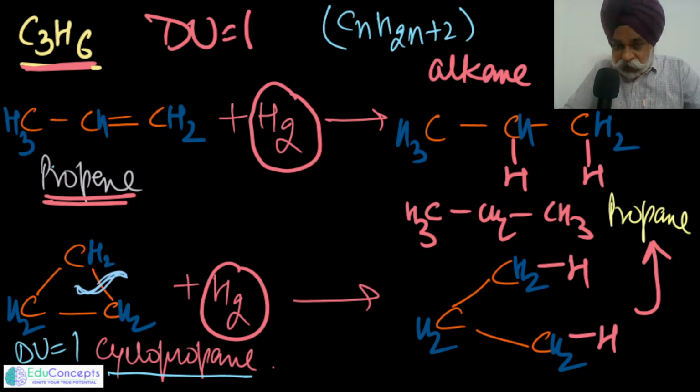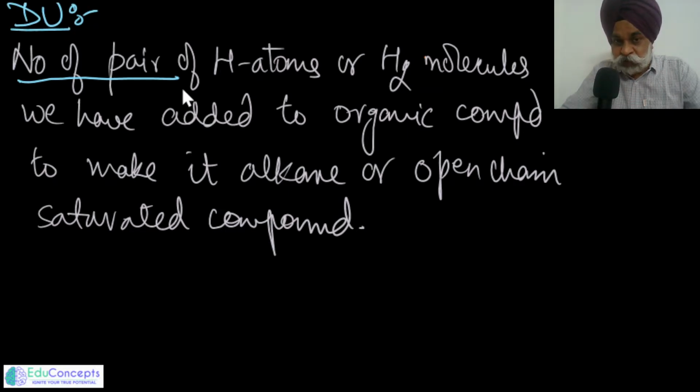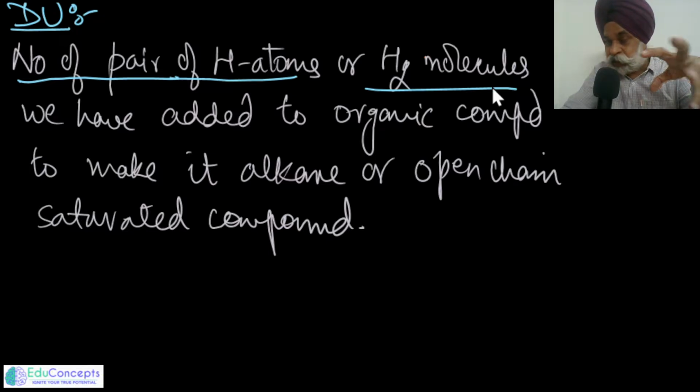Now what do we mean by degree of unsaturation then? Number of pairs. So if somebody asks us what is the meaning of degree of unsaturation, it is the number of pairs of hydrogen atoms or hydrogen molecules you theoretically add to any organic compound such that it turns into an alkane, or a saturated open chain hydrocarbon. That number of pairs or number of hydrogen molecules is said to be the degree of unsaturation. I think I made my point clear.